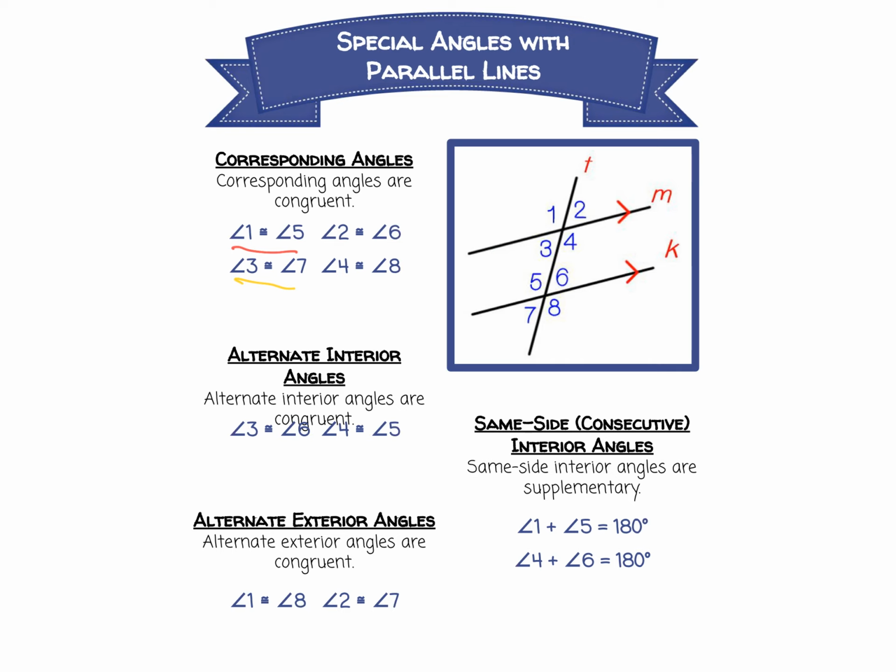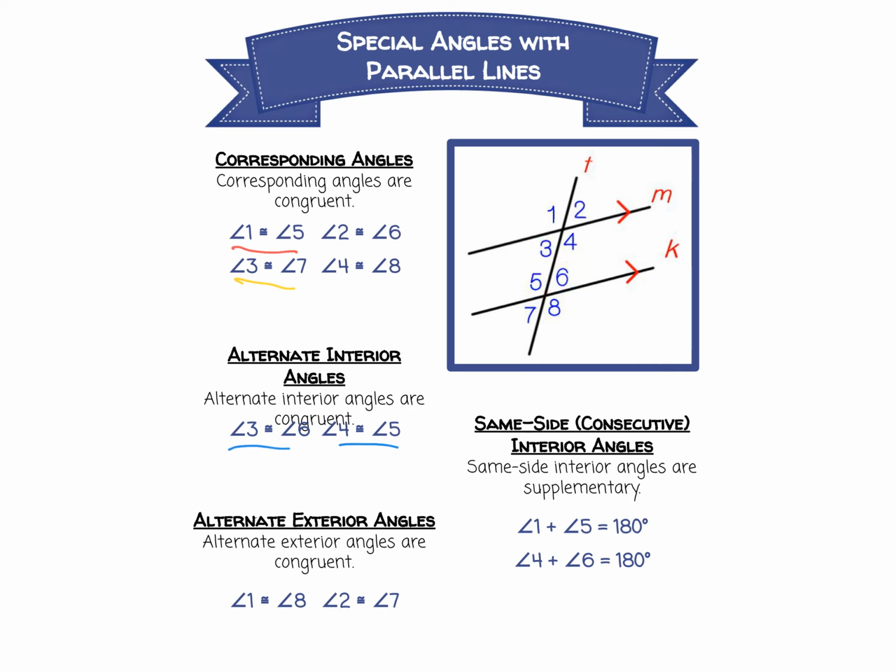So for instance, 4 and 5 are called alternate interior angles. That's one set of alternate interior angles. 3 and 6 is another set. Alternate interior angles are also congruent.